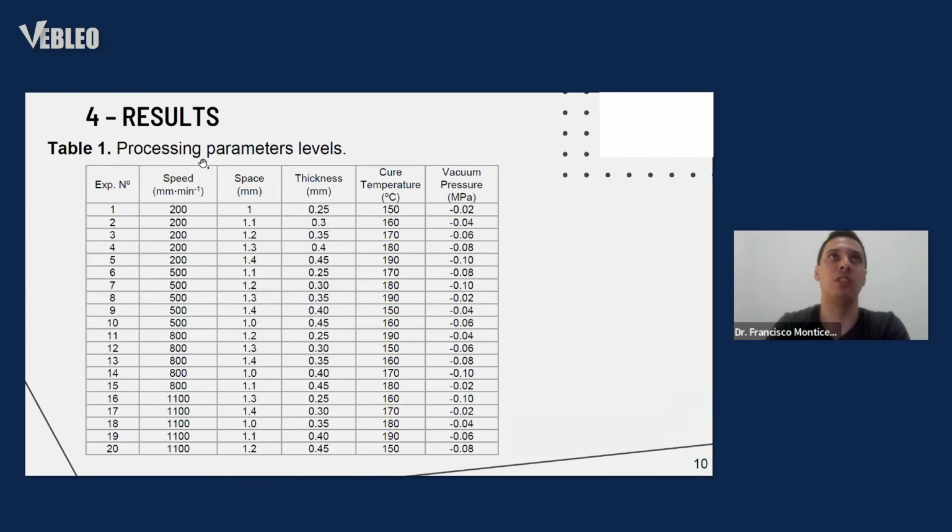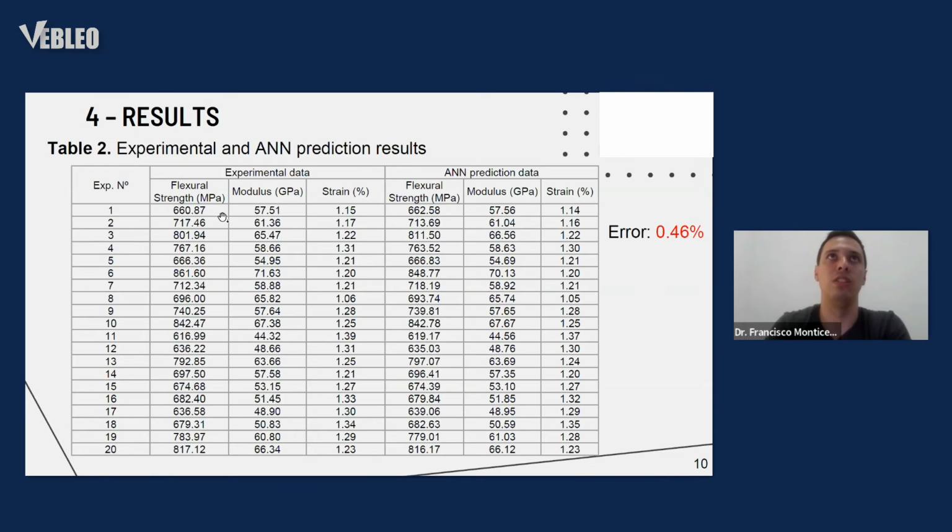So here we have the processing parameter levels for each laminate. We have 20 laminates, in which we change the speed, the space, the thickness, the cure temperature, and the vacuum pressure. So these are the experimental results of flexural strength, modulus, and deformation. And here we have the prediction results. We have very similar results between the prediction and experimental, with error lower than 1%. So this is a very good method.